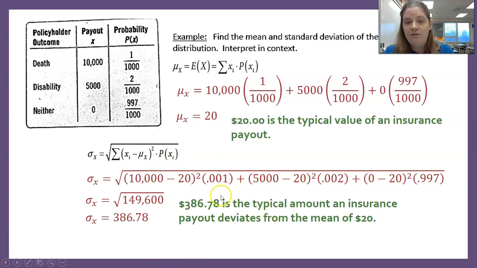And the reason why that standard deviation is so large is because there's a lot of variation between 10,000 and 0, where most of the data is.